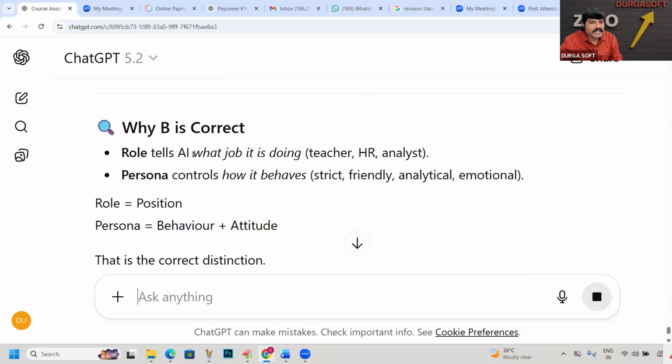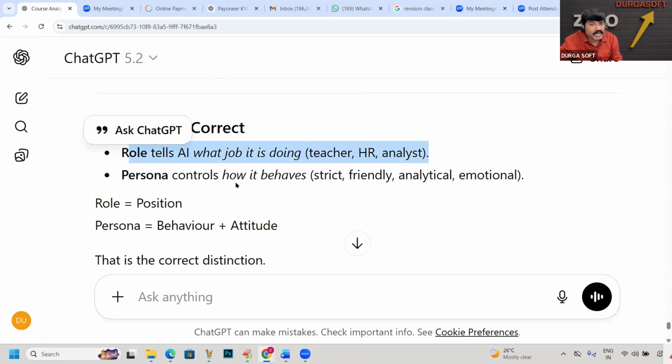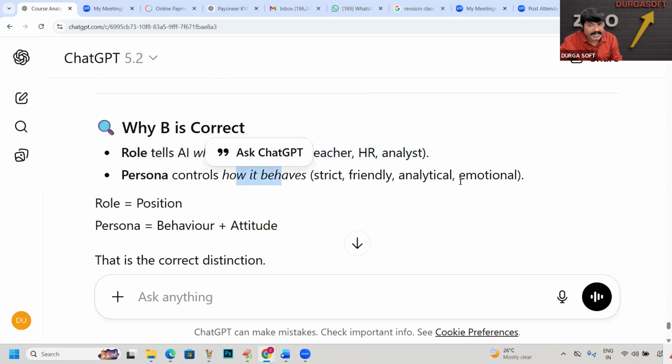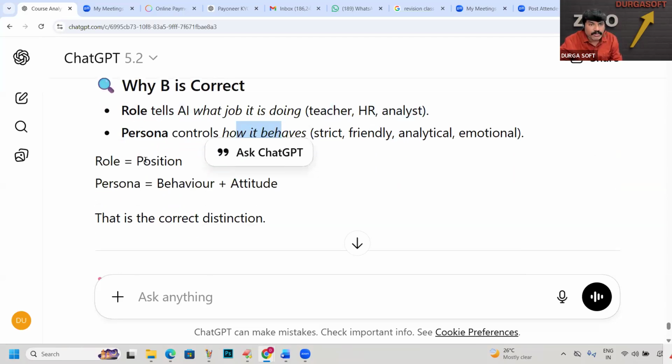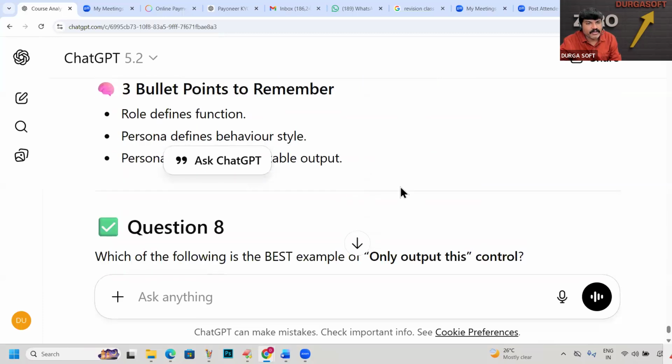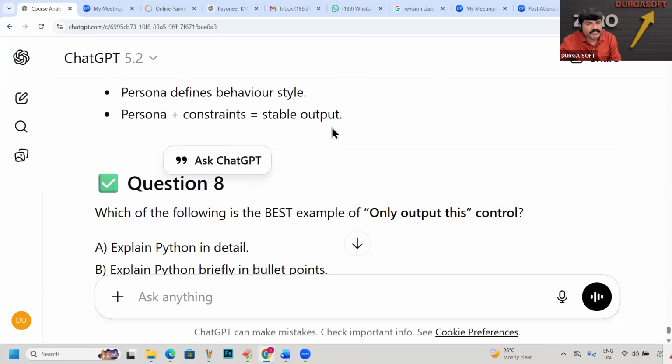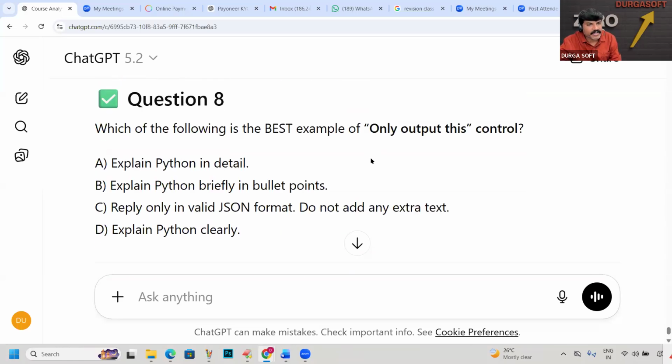Yeah. So role tells AI what job it is doing. Persona controls how it behaves. Observe: role tells what the job is doing: teacher, HR, analyst. Persona controls how it behaves: strict, friendly, analytical, emotional. Role means position. Persona means behavior plus attitude. This is the correct distinction. Role defines function, persona defines behavior style, persona plus constraints gives a stable output.